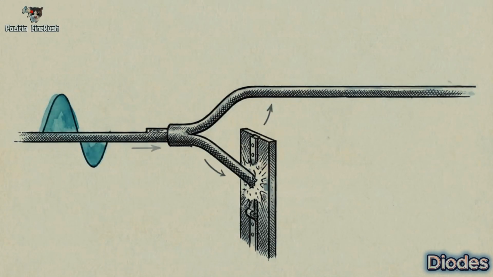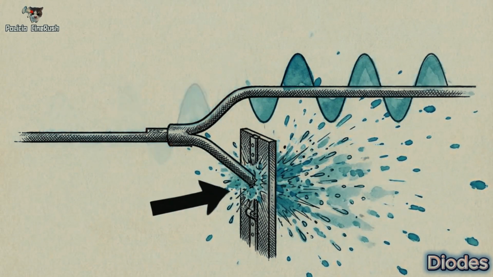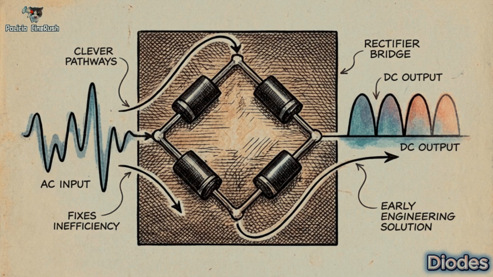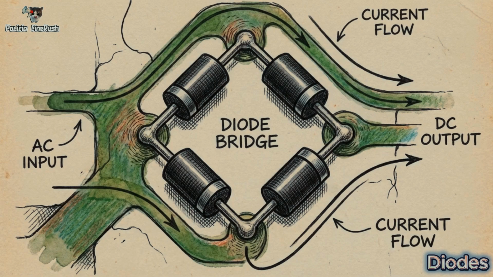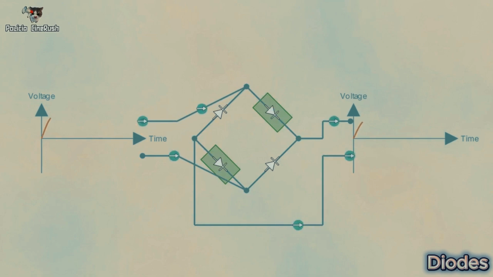Because we are entirely blocking the reverse flow, exactly half of the available electrical power from the wall outlet is wasted. To fix this inefficiency, electrical engineers designed the full-wave bridge rectifier. Instead of one diode, this clever solution uses an arrangement of exactly 4 diodes working together. This diamond-shaped bridge acts like a one-way traffic circle. When the positive half of the wave comes in, 2 diodes guide it to the exit.